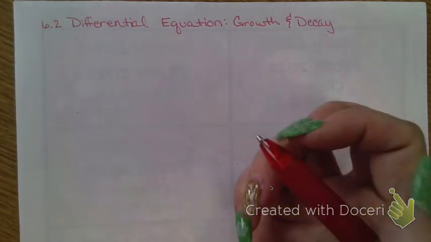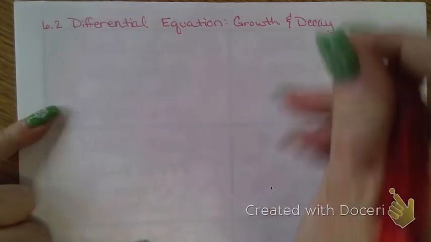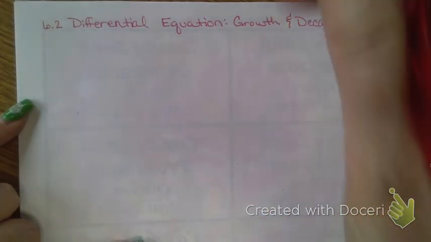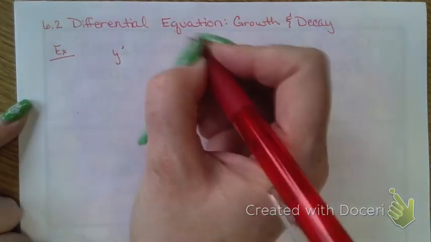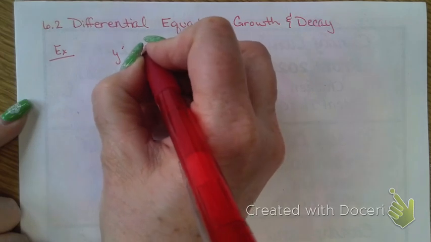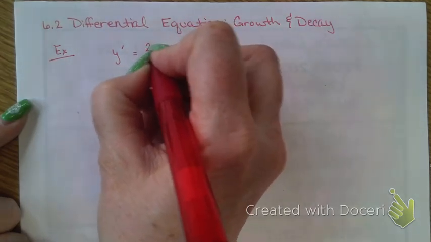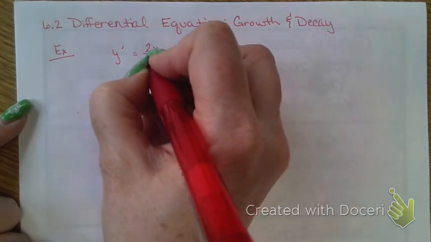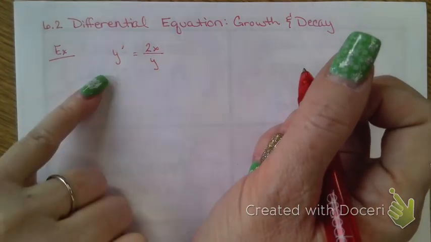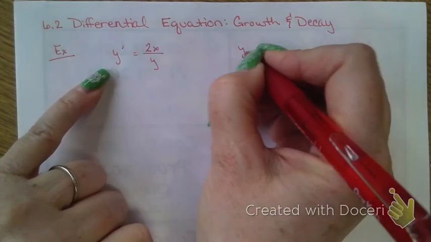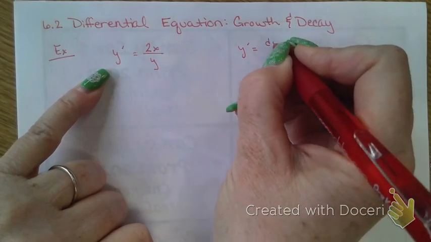Okay, differential equations, growth and decay formulas. So we're going to start today just by solving differential equations. I'm just going to jump into an example. y prime equals 2x over y. So that's our original equation. We can also write y prime, remember, equals dy over dx.